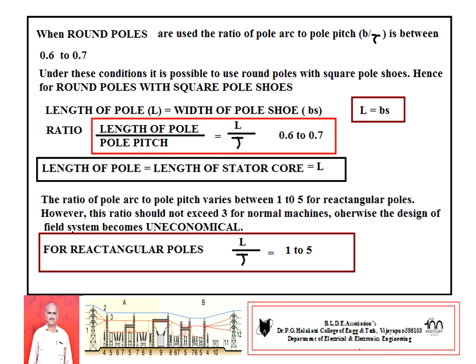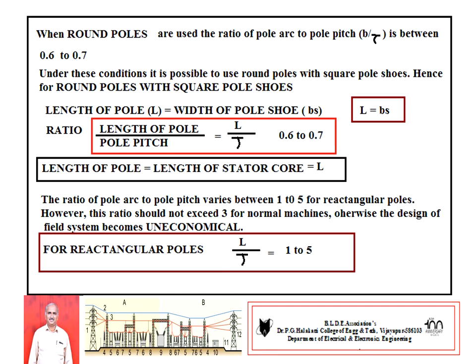Under these conditions, here we can use circular pole with rectangular pole shoes. Pole shoes are rectangular, but pole is round pole. Core is circular, but pole shoe is square. In such case, length of pole equal to width of pole shoe, Bs. So it becomes length of pole equal to width of pole shoe. Therefore, Bs equal to L. So L by tau, it is very easy to remember. L is length of stator core. Tau is pole pitch, pi D by P.